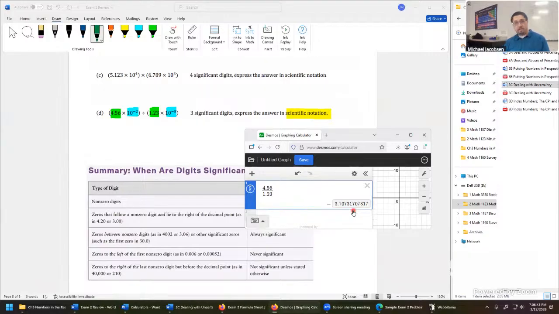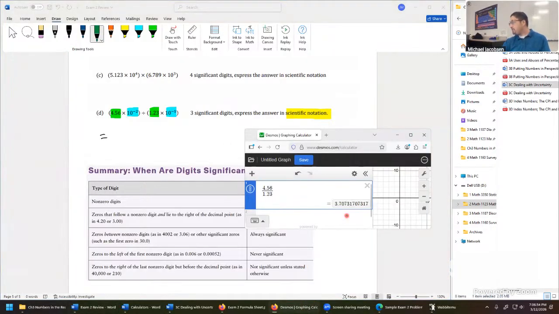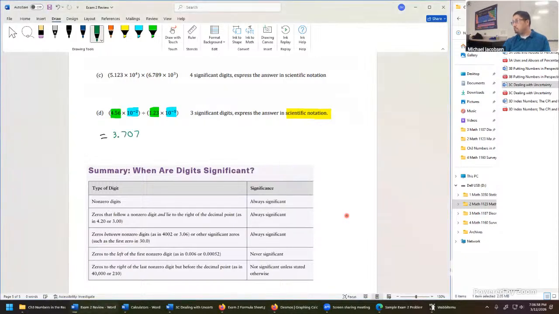Here's the big number we're getting, but we're going to have to put this in scientific notation as well. So I'm not too sure how many digits. We're going for 3 significant digits, so some rounding will happen. So let's carry a lot of digits: 3.707317. That's the decimal parts divided against each other. Now for the next part, let's work this out carefully on paper.